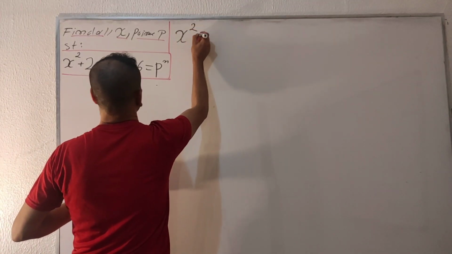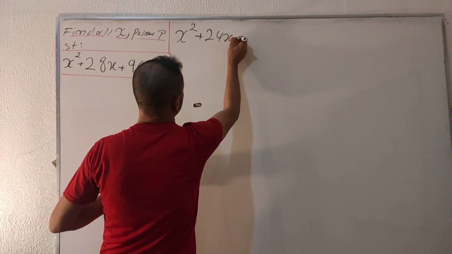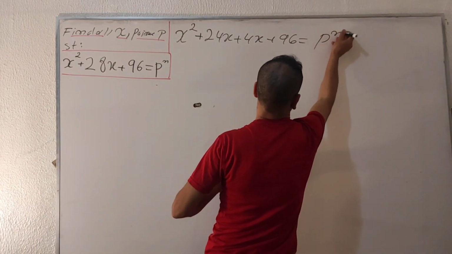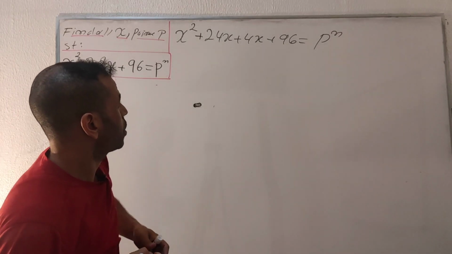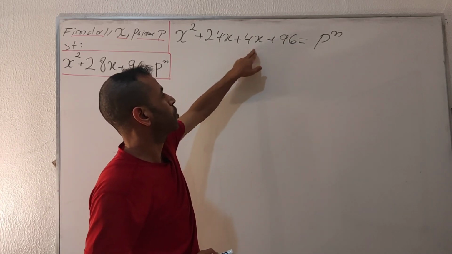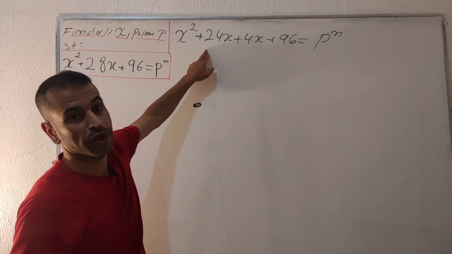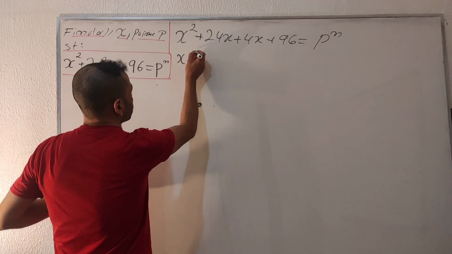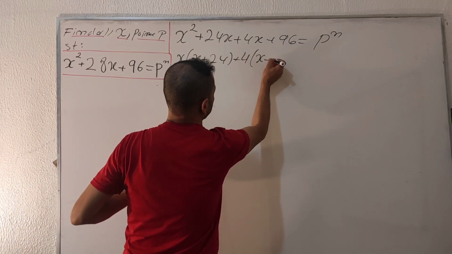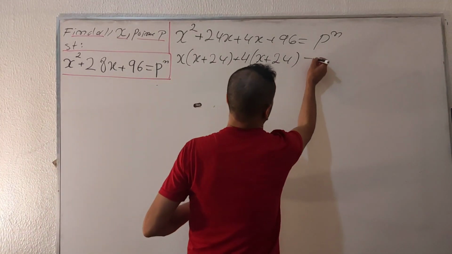I get x squared plus 28x, which is the same as 24x plus 4x, plus 96 equals p to the n. So we have a straight relationship between this 4x and 96. We know 96 is divisible by number 4, so I'm going to make 4 a common factor, and here I'm going to make x a common factor as well. So I get x factor x plus 24. For this one I get 4 multiplied by x plus 24, because 4 multiplied by 24 is 96, equals p to the n.